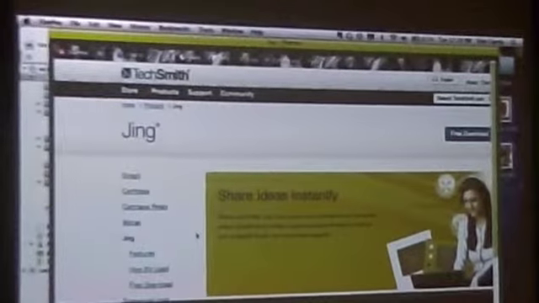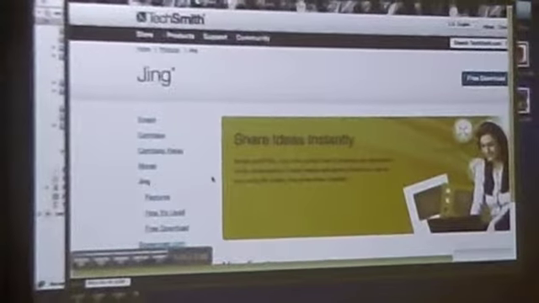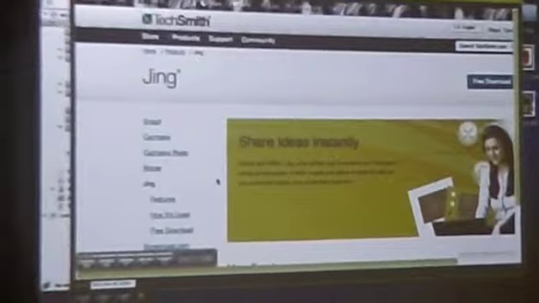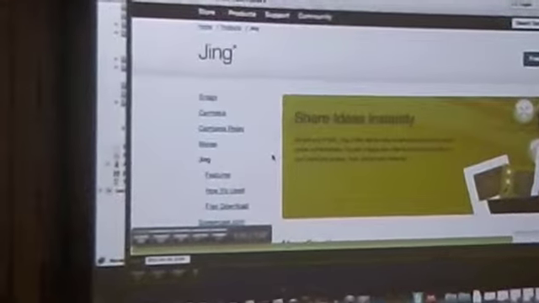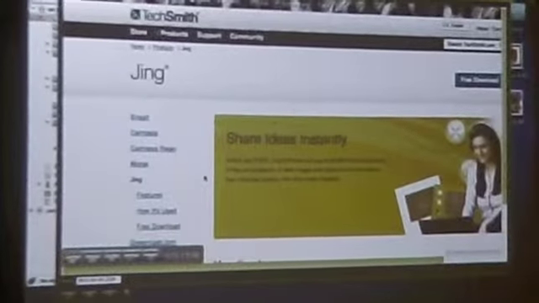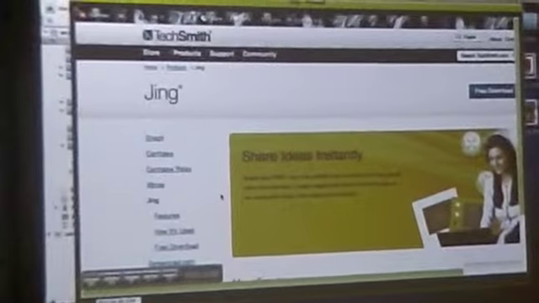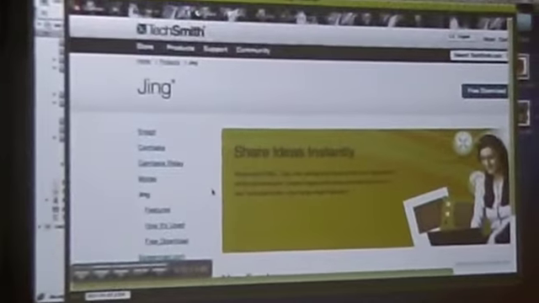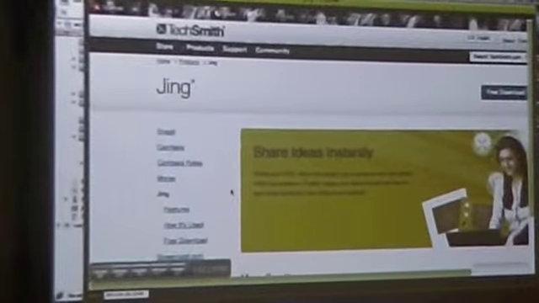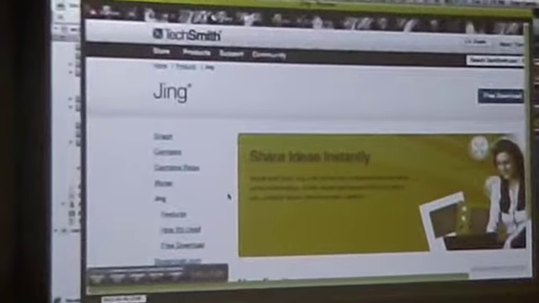Today I'm going to go over 3, other than Jing, of some of my favorite things that I use in the classroom. The first one that I'll look at is Wordle. The second one I'll look at is Prezi, which is my personal favorite. And then the last piece of technology that I'll take a look at is the Moodle website, which I used in my technology action paper.